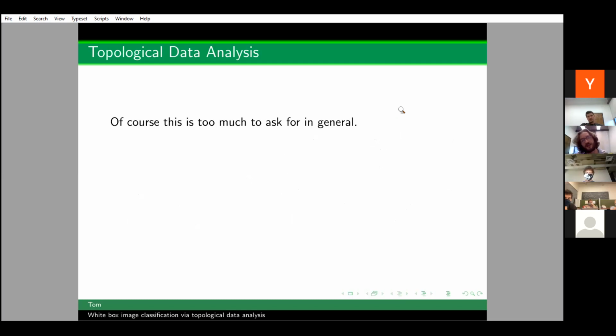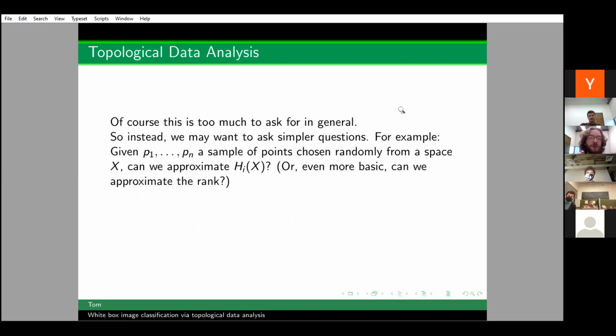This is way too much to ask for in general. So instead of asking, can we recreate the entire shape itself, usually what we do is we try and approximate the shape. So for example, in the setting above, where we have a sampling of points chosen from some space X, can we approximate any of the homology groups of X just given this sampling of points? Or even more basic, can we approximate the rank of the homology group? You can imagine things like torsion would be very hard to find, but can we get the rank of these homology groups?